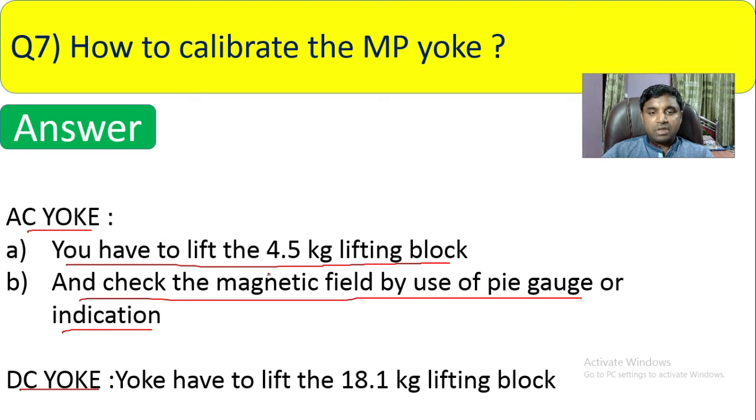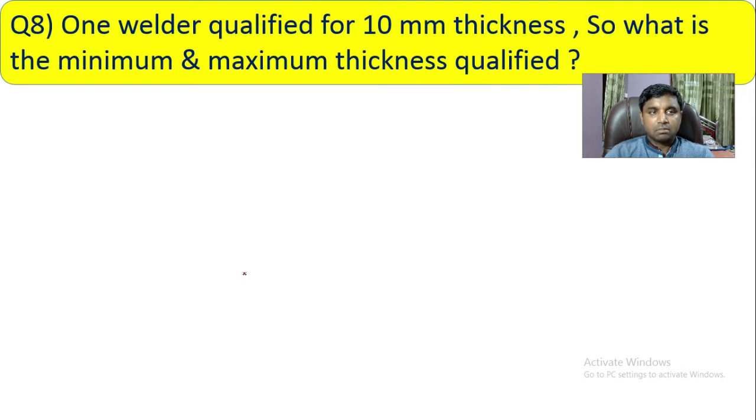You have to lift that 4.5 kg lifting block and check that the magnetic field is there by pie gauge or any indication. And the DC yoke, what do you have to do? You have to lift the 18.1 kg lifting block. So this is the difference between the AC yoke and the DC yoke. Only how many kg the lifting block is, that is the only difference.